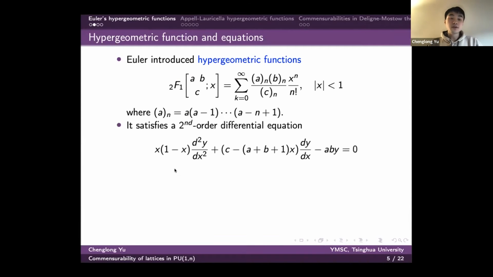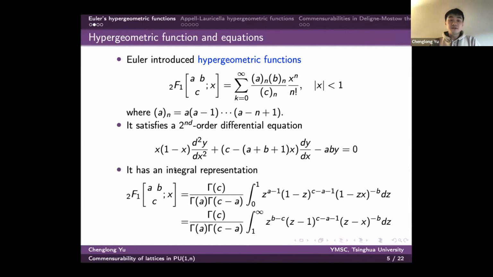The most important thing about this function is that it satisfies a second order differential equation. It's like this, and you have parameters A, B, C. Usually we will choose rational parameters. Another form of this hypergeometric function is this integral representation, also found by Euler. From the integral representation, you can see that the integration has singularities at 0, 1, x and infinity. Here, these two are just related by changing z to 1 over z.